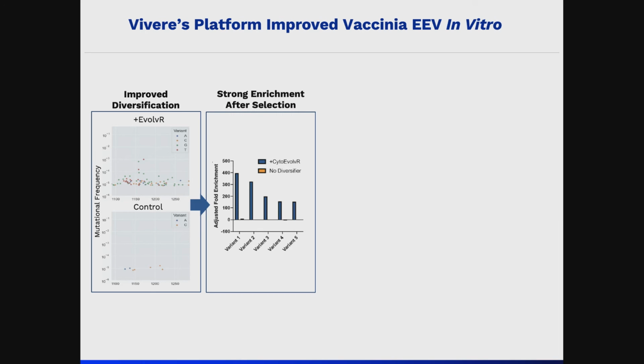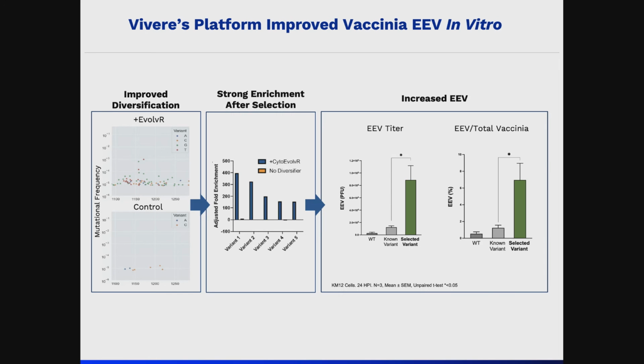We then selected this virus for the ability to form more EEV. Specifically, we took the supernatant of cell culture, isolated the EEV, put it onto new cells, which enabled further genetic diversification and selection for better secretion of EEV. After doing this for several rounds, you can see that we had significant enrichment for particular genetic diversity, particular SNPs within the viral genome. For example, this one was amplified 400-fold as a result of this selection.